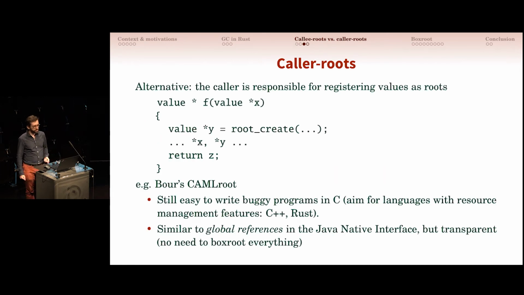The alternative is to pass pointers to values that are already rooted. This is a caller-roots protocol. So the caller is responsible for rooting things. This is a bit like the global references in the Java native interface, but our goal is to have a transparent representation that allows us to allocate fewer roots than simply adding roots everywhere.